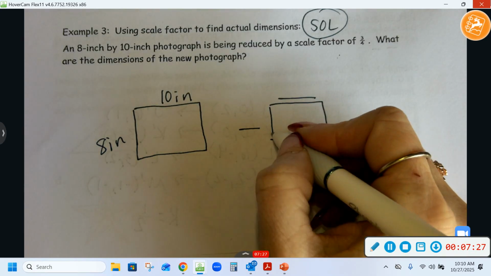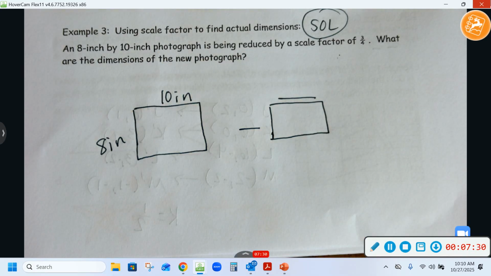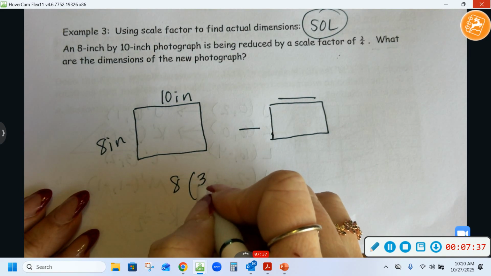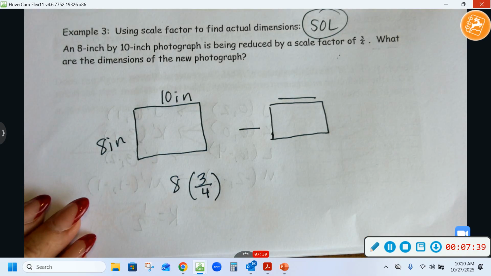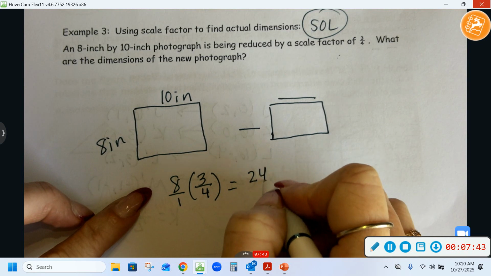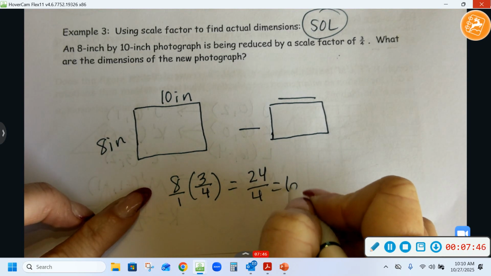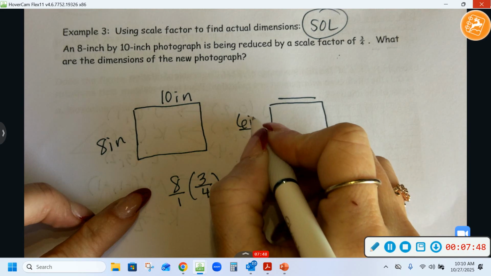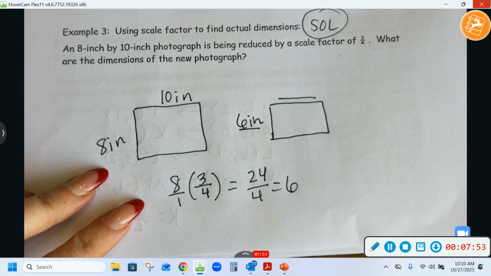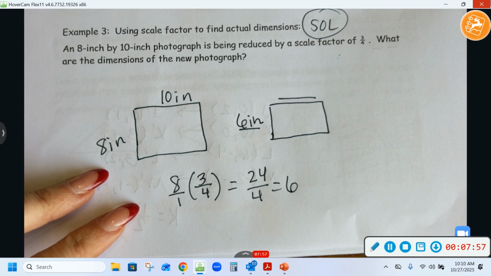So since we know we can multiply by scale factor, what would be the easiest way to find my new dimensions here? Yeah, let's just multiply. 8 times 3/4. So that is just 8 times 3 is 24, divided by 4, 6. So this one is 6 inches. Now some of you guys can do 3/4 of 8 in your head. 2, 4, 6, 8. And if you can do that, perfect.